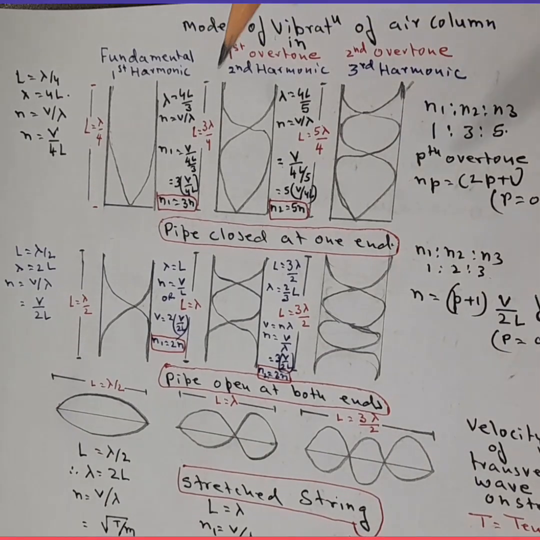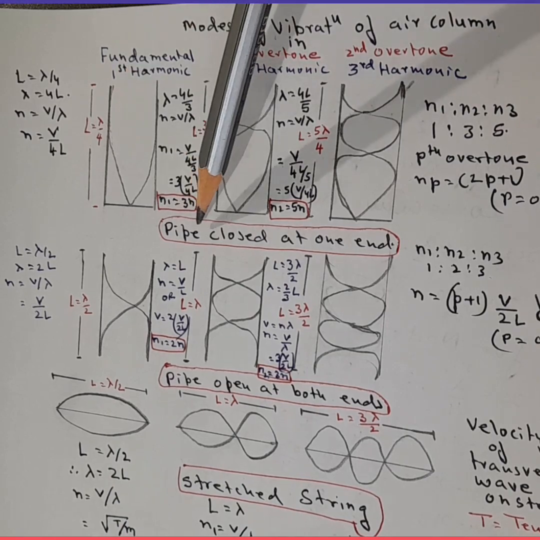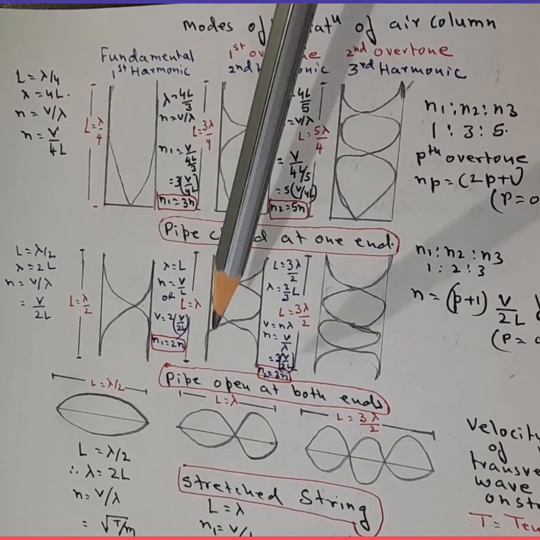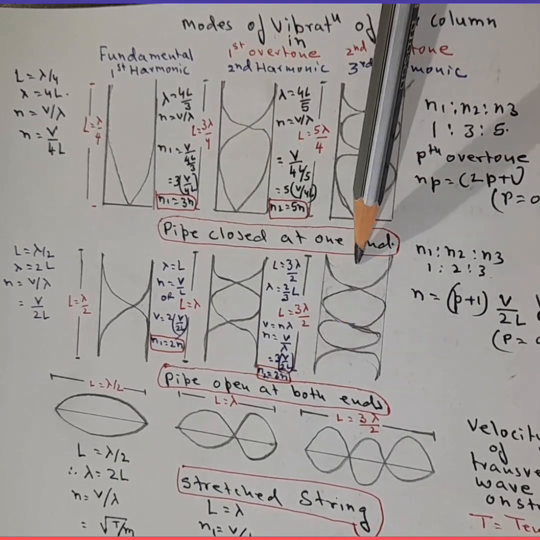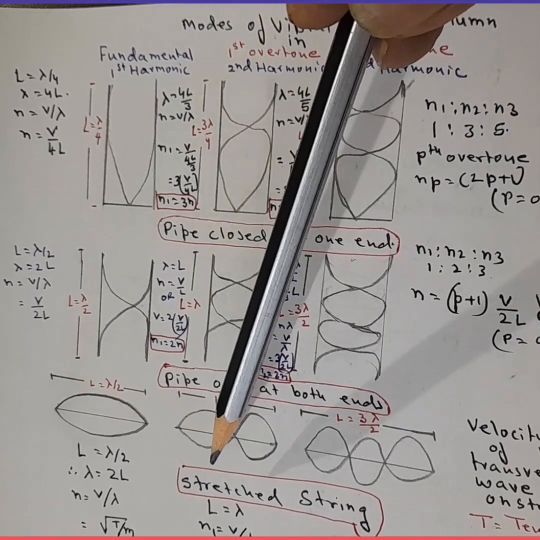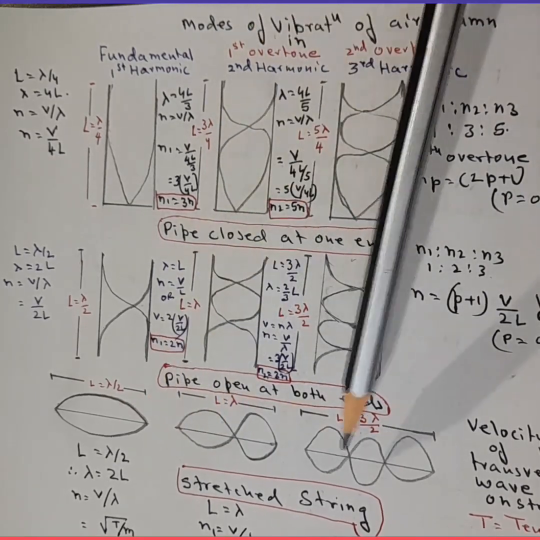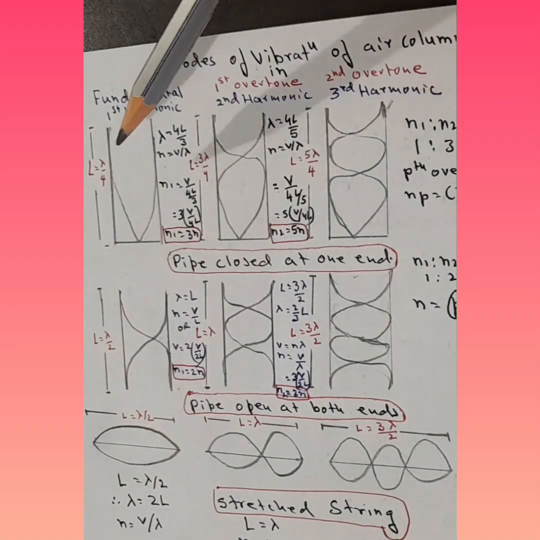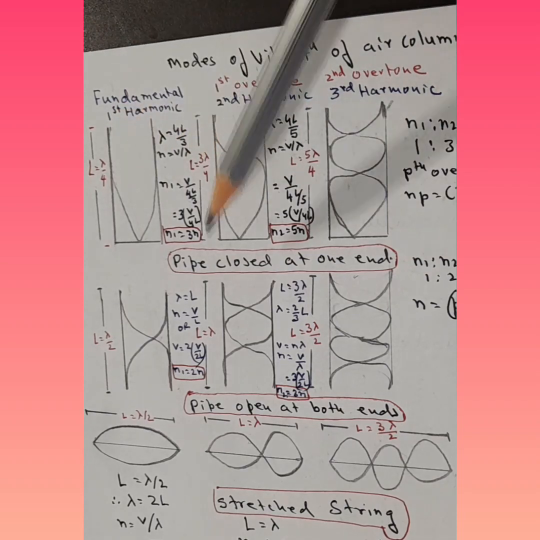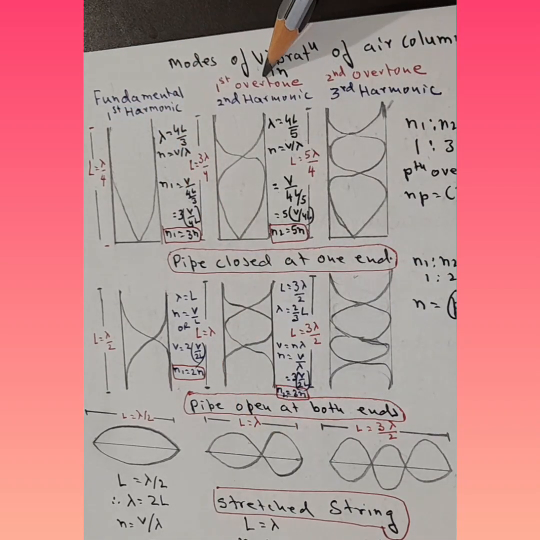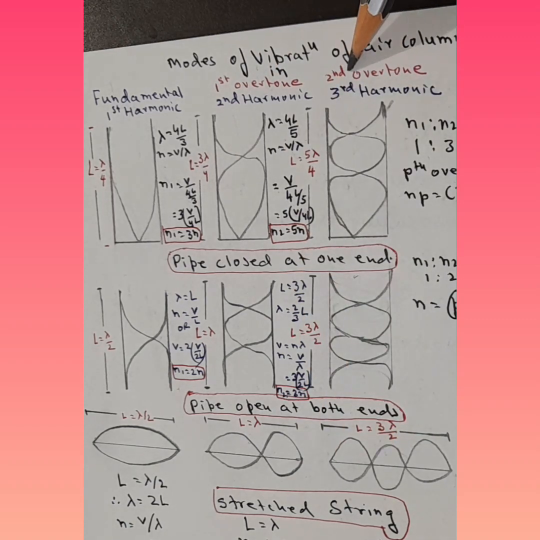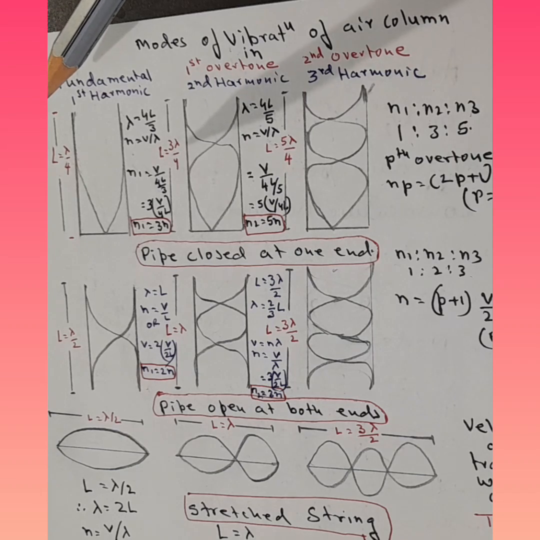Okay guys, now let's get into the modes of vibration of air column in a pipe closed at one end and open at the other end, in a pipe open at both the ends, and vibration in a stretched string. These are what we call the fundamental or first harmonic. These are the first overtone, second harmonic, and these are the third harmonic or second overtone. What we have got to keep in mind is the boundary condition.